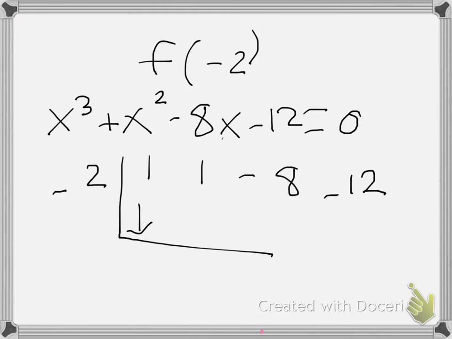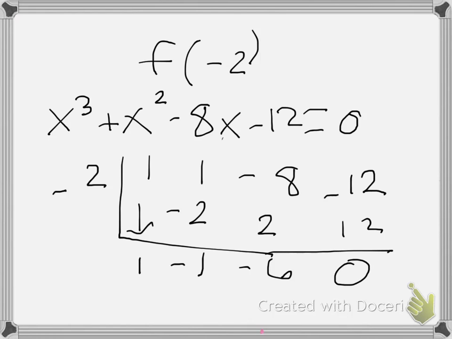And we're going to pull down the 1. And then we're going to do 1 times negative 2, which is negative 2. And that equals negative 1. And negative 1 times negative 2 is positive 2, and that makes it negative 6. And negative 6 times negative 2 is 12, and that's 0. So it is a function. Now, if the answer wasn't 0, it would not be a function.